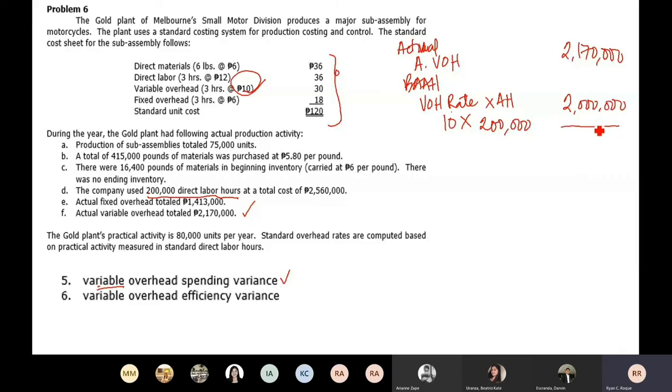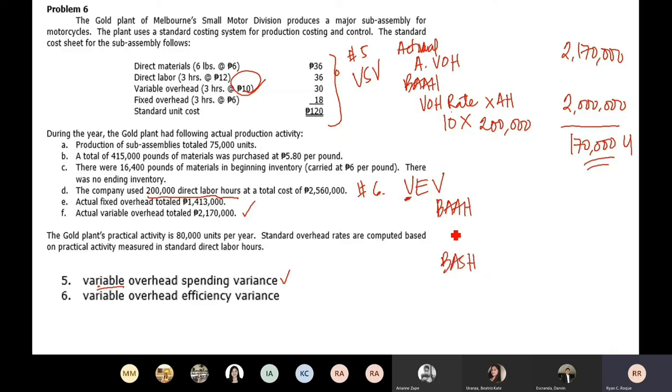Ganyan po yung paggamit ng diagram natin kanina para ma-recall natin. So 170,000, is it F or U? Hindi natin nasabi kanina, pag ang kaliwa or actual ay mas malaki, ganun din po, unfavorable po ang ating variance. So ito po ay number 5, variable spending variance. Okay? Number 6, ang hinahanap ay variable efficiency variance. Efficiency, SEV, nasa gitna. So, I will compare my BAA and BASH. Variable po.